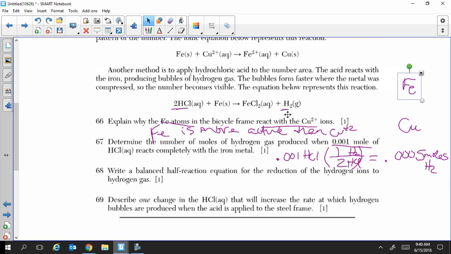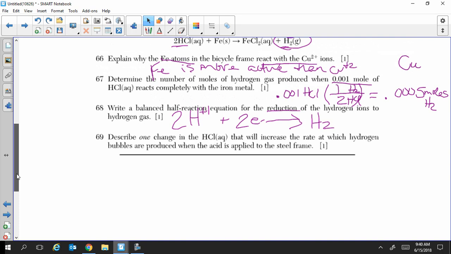All right, write a balanced half reaction for the reduction of the hydrogen ions to hydrogen gas. So you go up here, here's my hydrogen gas, that's at 0. And here's my hydrogen, and it's at plus 1. So I have 2 H's at plus 1, plus I've got to add electrons before the arrow, and then it's becoming hydrogen gas. If I go from a plus 1 to a 0, and I have 2 atoms, it's a change of 1 times 2, that would require 2 electrons. Reduction is gaining, so that's why I showed them before the arrow. So there's my half reaction.